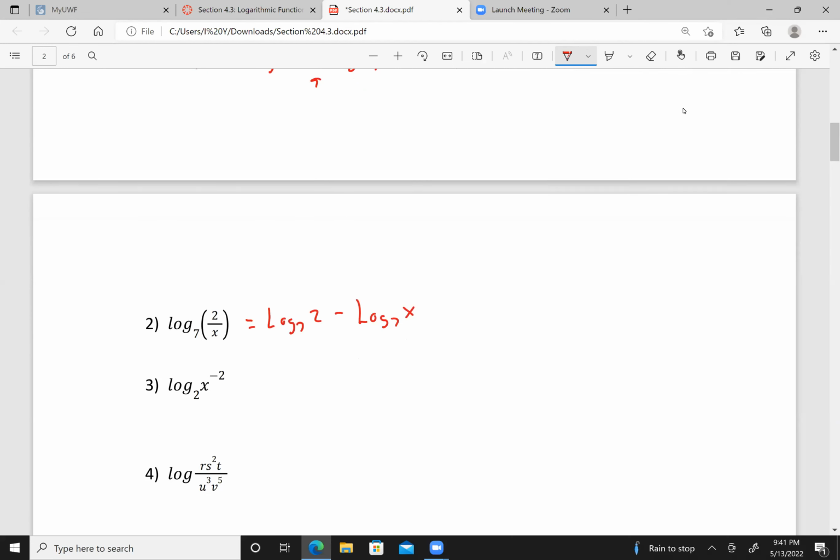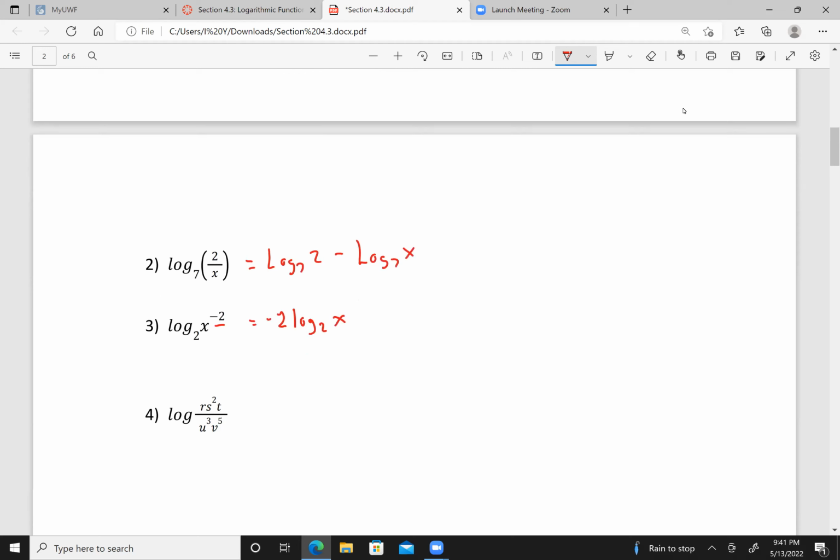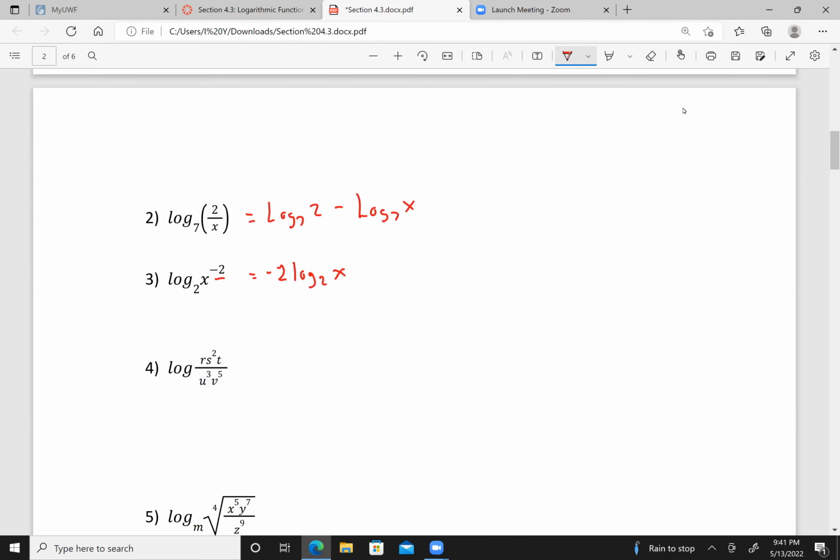Okay, now I have log base 2 of x to the negative 2. So we can take this out and put it in as negative 2 times the log base 2 of x. So now let's put it all together.